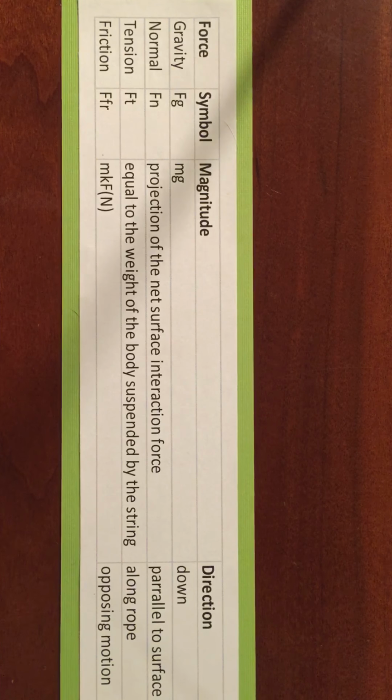Force gravity, represented by Fg. Force normal, represented by Fn. Force tension, represented by Ft. And the force of friction, represented by Fr. As you can see, all these forces have a magnitude and a direction. The magnitude of gravity is m times g, which is mass times gravity. Gravity is 9.81. You can also sometimes round to 10. The direction of gravity is always downward.